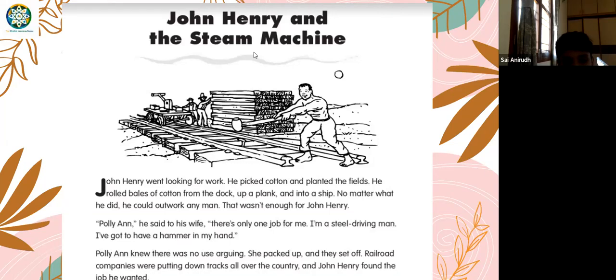That wasn't enough for John Henry. "Polly Ann," he said to his wife, "there's only one job for me. I am a steel driving man. I've got to have a hammer in my hand." Polly Ann knew there was no use arguing. She packed up and set off. Railroad companies were putting down tracks all over the country, and John Henry found out the job he wanted.